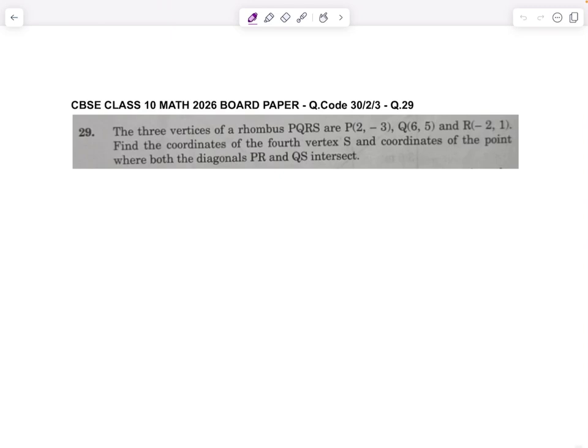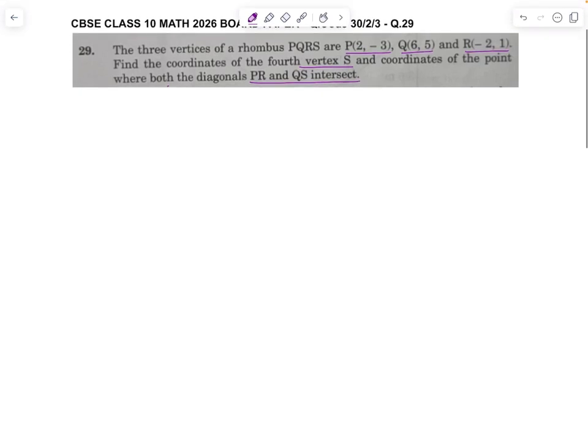The three vertices of a rhombus PQRS are P(2, -3), Q(6, 5) and R(-2, 1). Find the coordinates of the fourth vertex S and the coordinates of the point where both the diagonals PR and QS intersect. Let's draw a rough sketch of a rhombus.